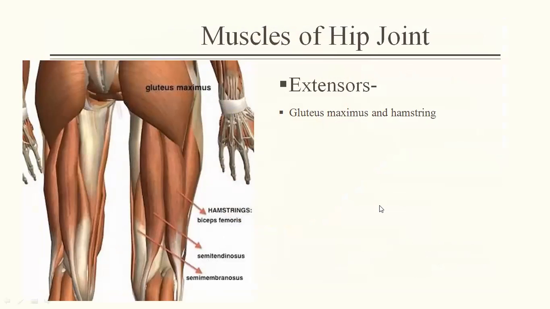So we are going to take the muscles. What are the muscles for the hip joint? First are the extensors. The extensors of the hip are basically the gluteus maximus and then the hamstrings. Gluteus maximus is the chief muscle of hip extension. We call the biceps femoris, semitendinosus and semimembranosus the hamstring group of muscles, three muscles, along with the gluteus maximus. This is the extension of the hip.